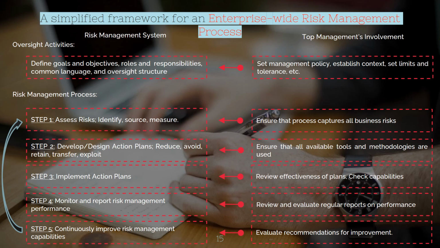Step 4. Monitor and report risk management performance. That is to review and evaluate regular reports on performance. And for Step 5, continuously improve risk management capabilities. That is to evaluate recommendations for improvement. And this process is repeated as long as the risks need to be addressed in the enterprise.